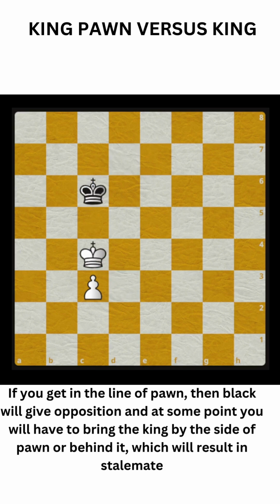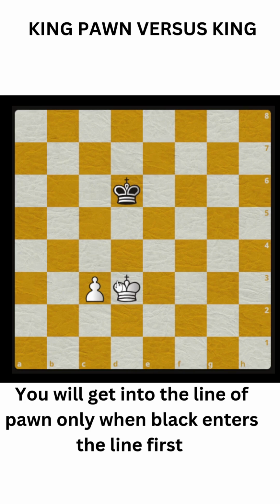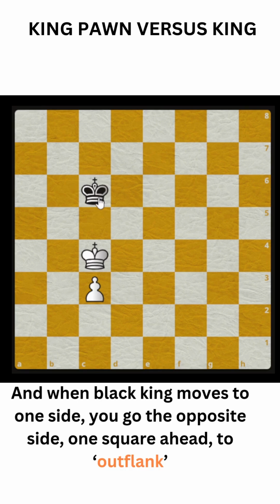If you get in the line of the pawn, then black will give opposition, and at some point you will have to bring the king by the side of the pawn or behind it, which will result in stalemate. You will get into the line of the pawn only when black enters the line first. And when the black king moves to one side, you go the opposite side, one square ahead, to outflank.